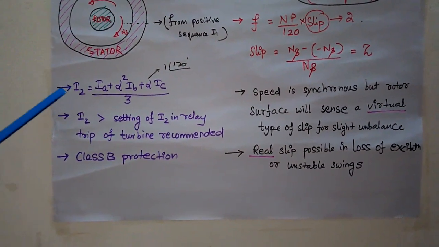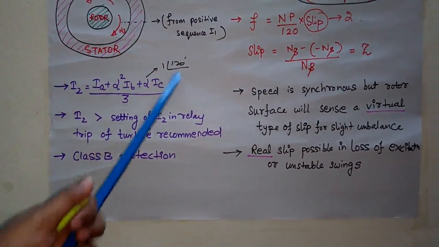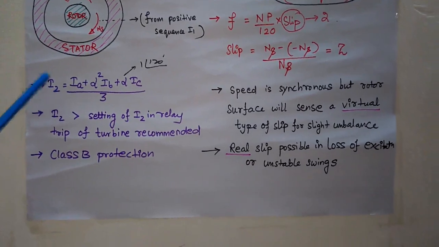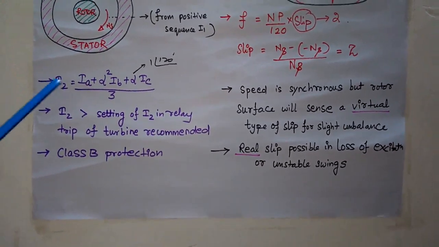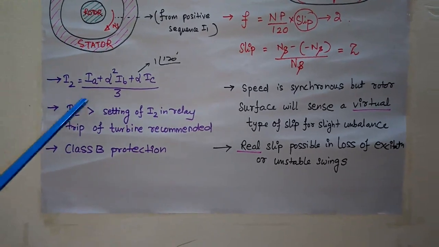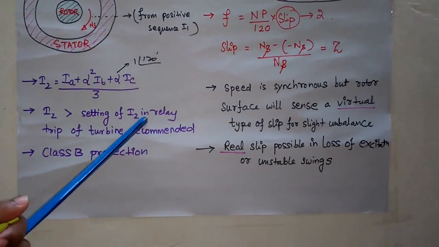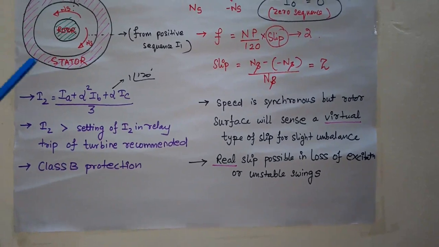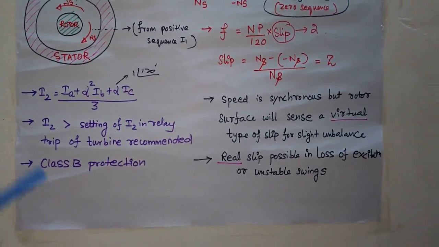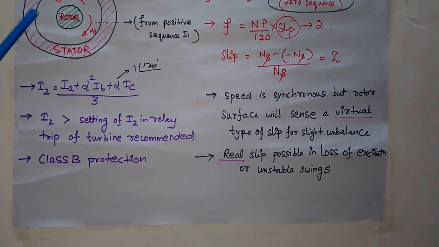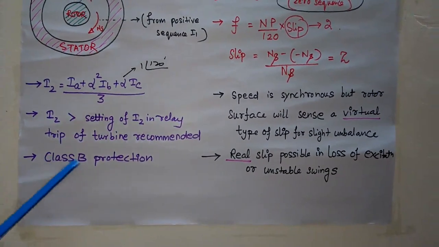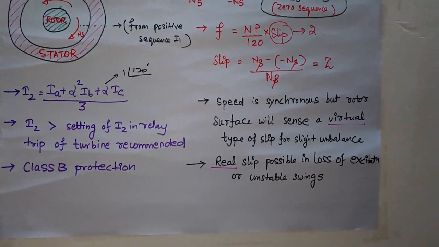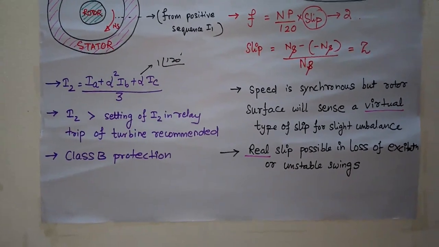For more details, you can watch the video on phasor analysis where I have explained what is I2. This I2 remains zero in balanced condition, but in unbalanced condition, this I2 comes into the picture. Now suppose the I2 calculated by the relay becomes greater than the setting of I2, at that condition, the relay will issue a trip command. Now the question is whether it will issue a class A trip or class B trip. It is recommended that negative sequence overload protection should be configured in class B protection, because it's not urgent tripping. The rotors are generally designed to withstand some amount of heat due to negative sequence.